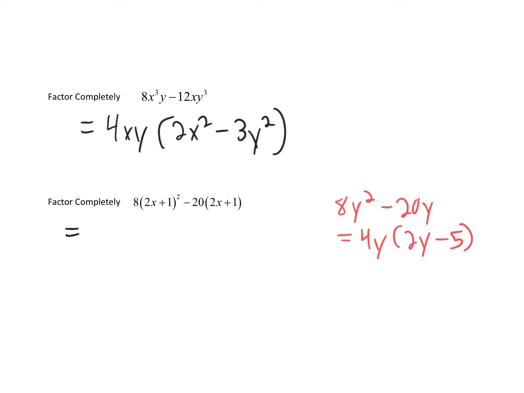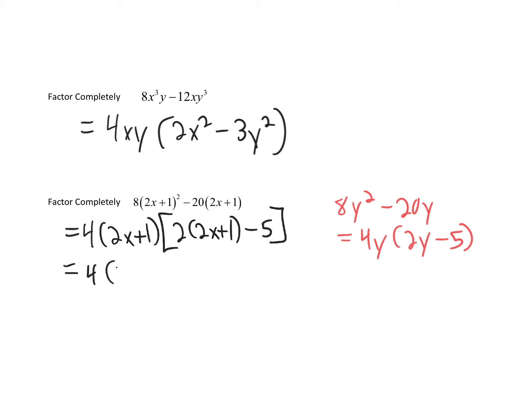So here I can take out a 4 from both the 8 and the 20, and I can take out one copy of 2x plus 1 from each of the terms. From there I'm left with a 2 times 2x plus 1 from the first term, and a minus 5 from the second term. I can simplify what's inside that square bracket.